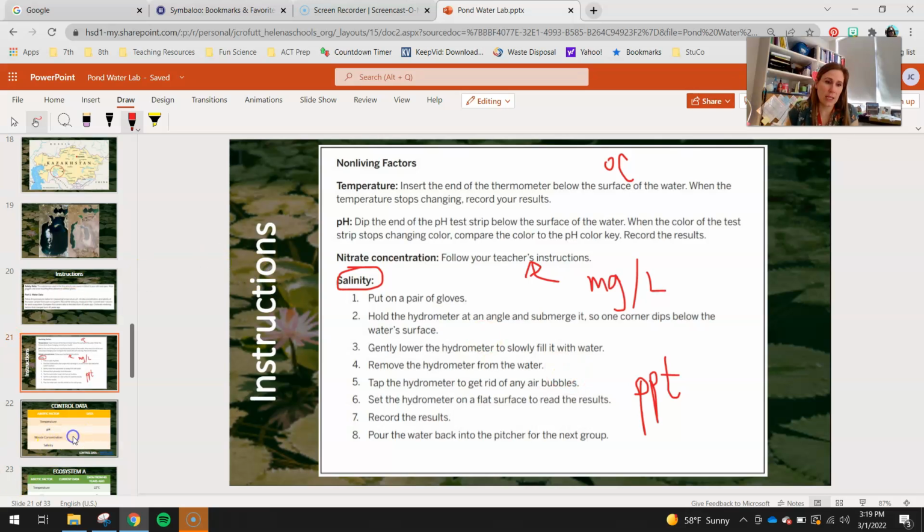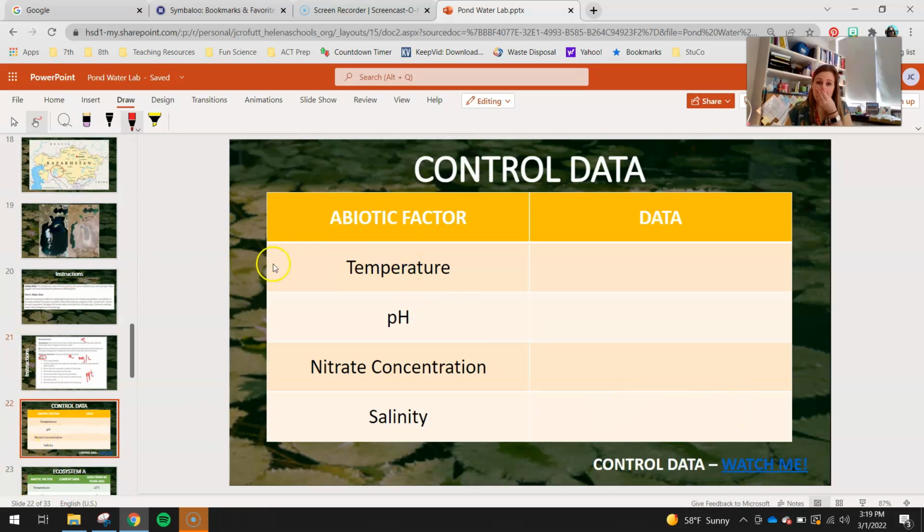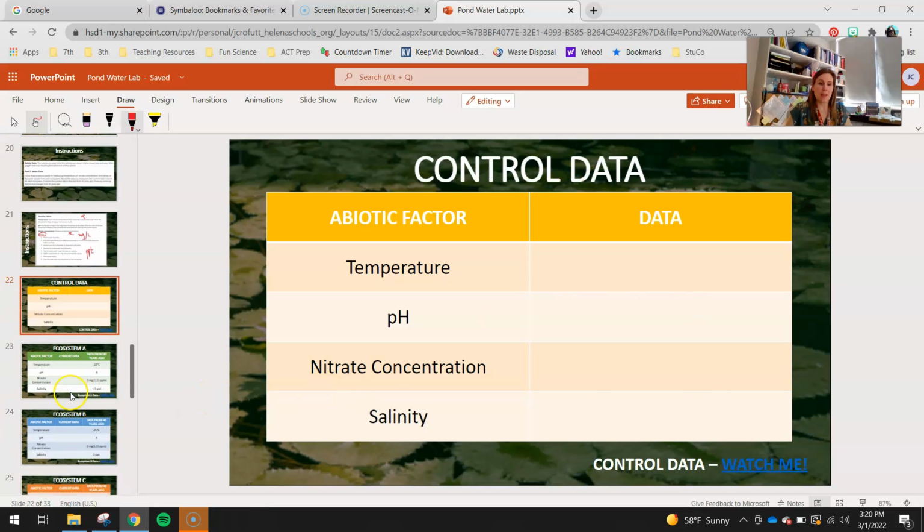So let's go ahead and take a look at the control data. You guys have a little video to watch. It's going to give you guys the control data, and what I do is I go through and I test just plain tap water. Okay, and there shouldn't be a whole lot in our tap water. There's a little bit, not a whole lot in our tap water. If I use bottled water that was purified, then I shouldn't have anything in there. So go ahead, take a look at our control data. So watch this video here, right click it, open it up, pause this video, collect your data for your control, and then once you're done, we'll move on to Ecosystem A.